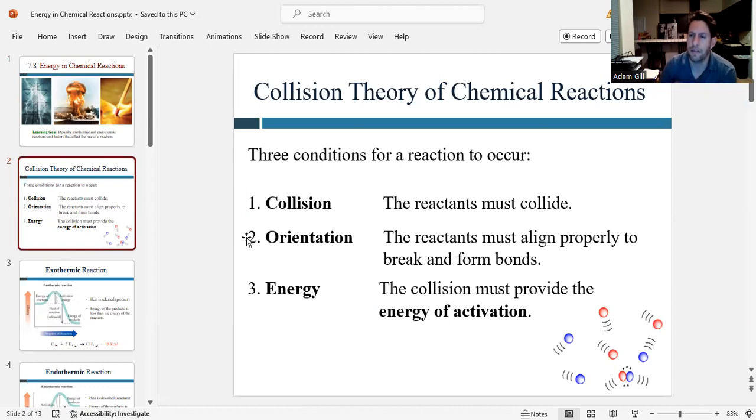So you need the two reactants to collide. They have to have the right orientation, and they have to have enough energy in that collision. And that energy in the initial collision is known as the energy of activation.